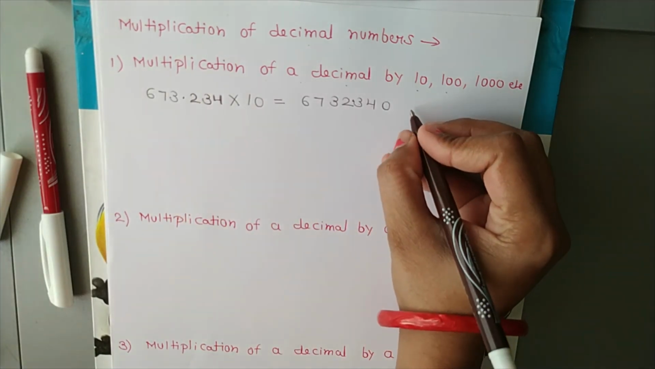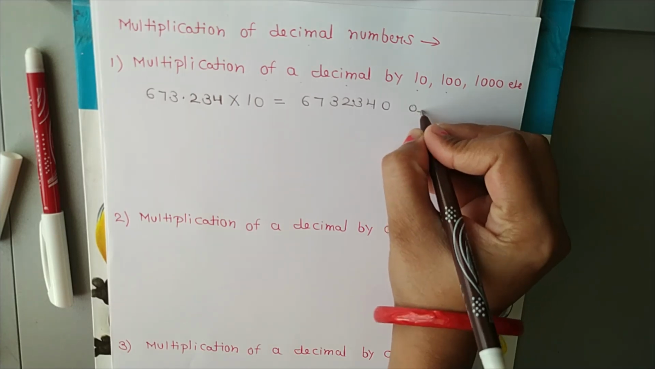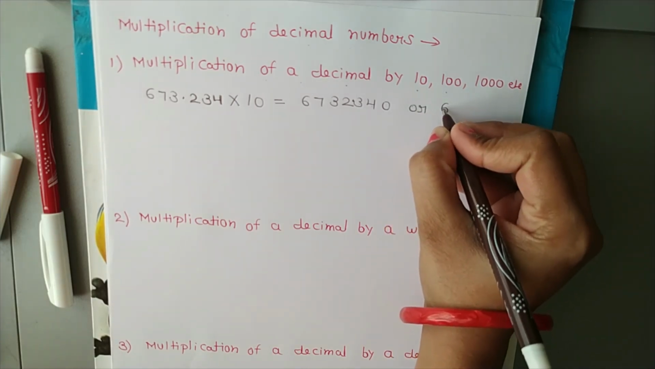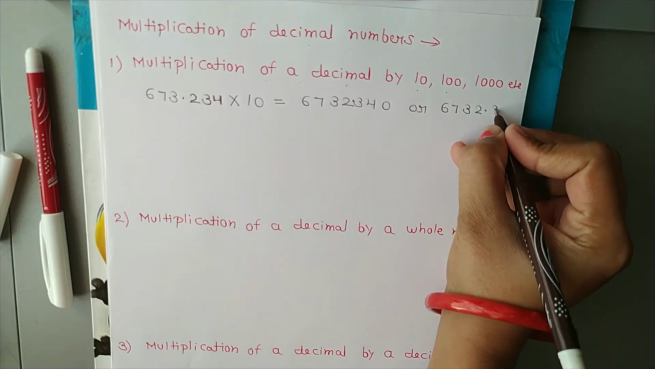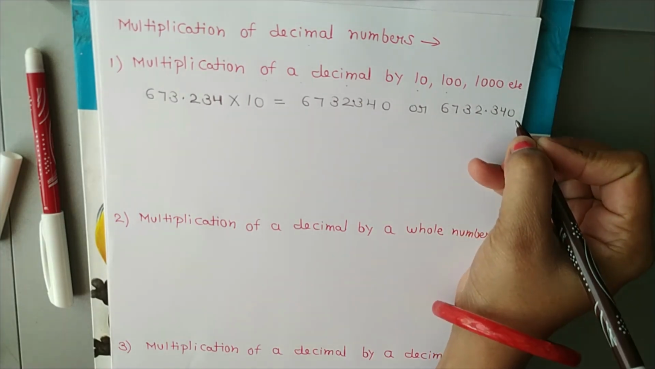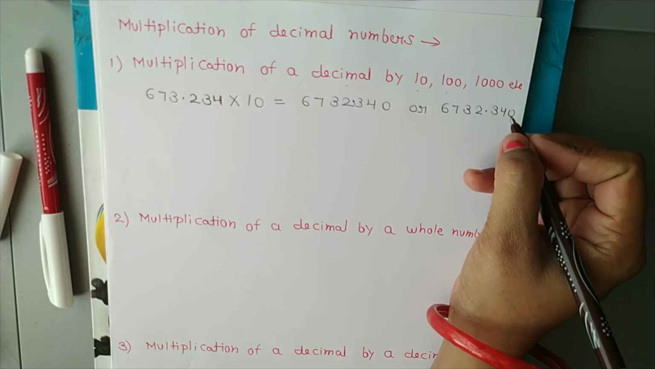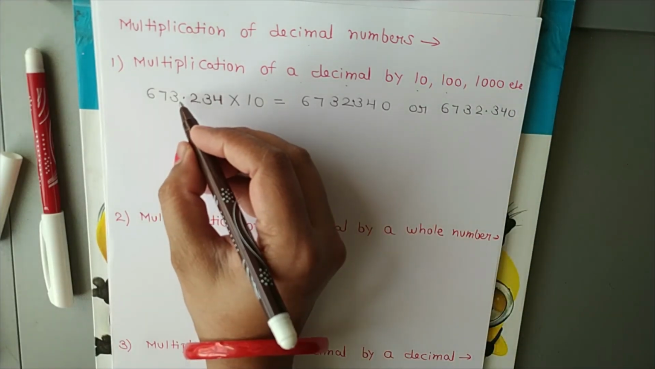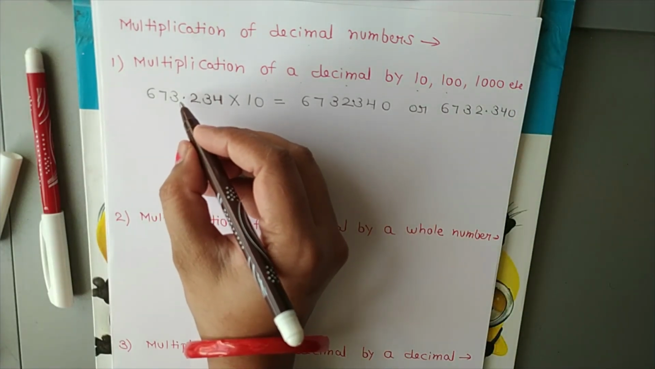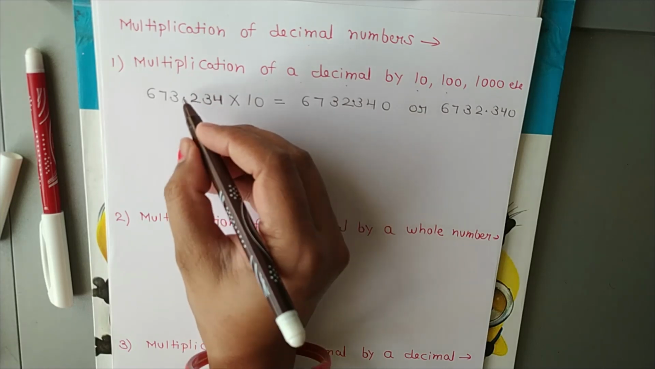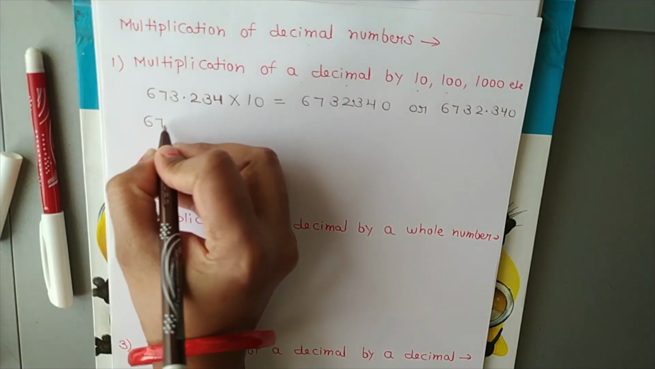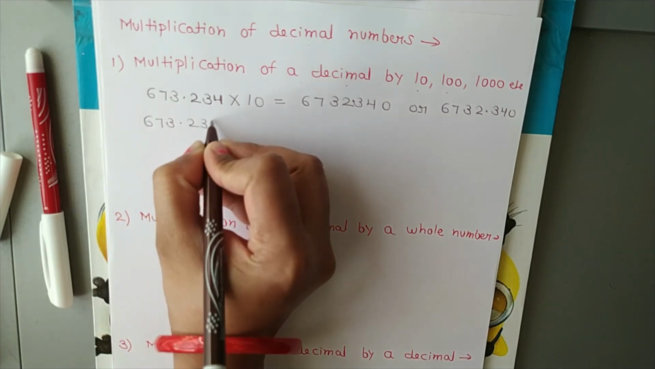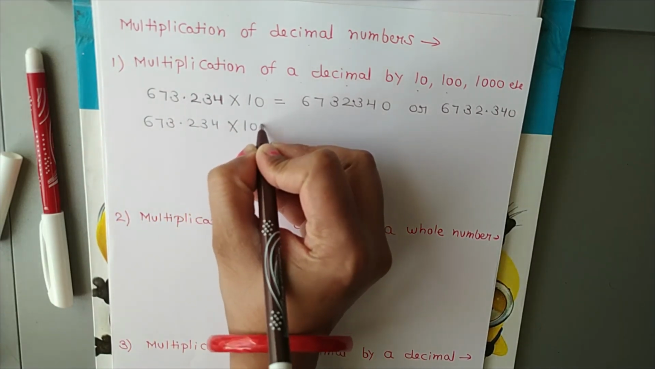Or you can write it as 6732.340 directly, because the decimal point is shifted to the right by 1. Now take another example. 673.234 is multiplied by 100.